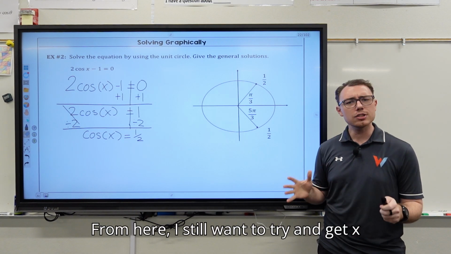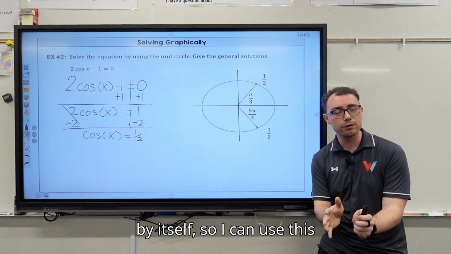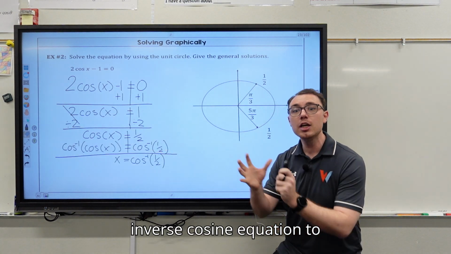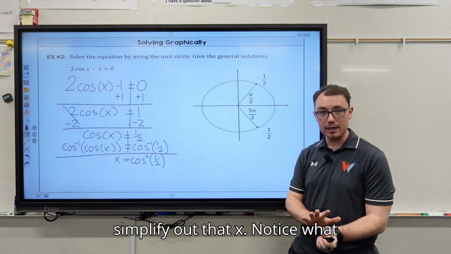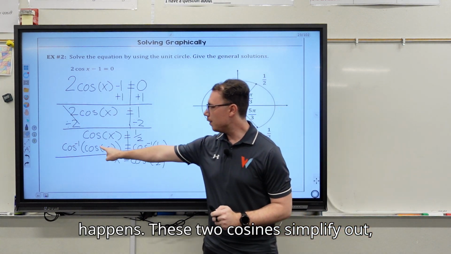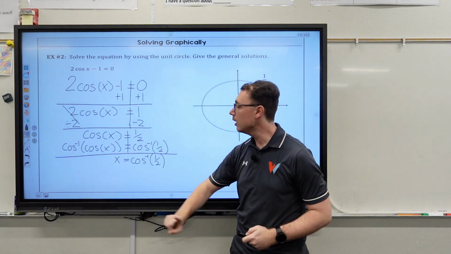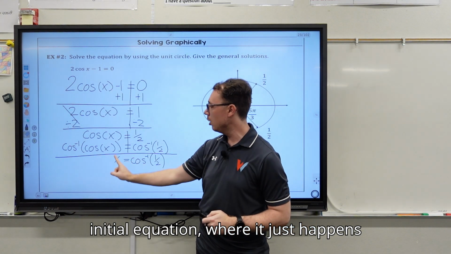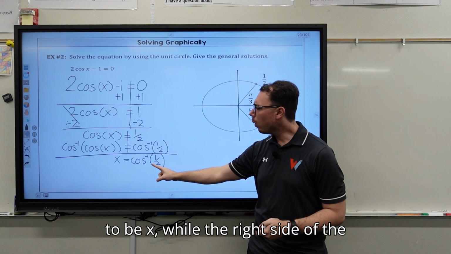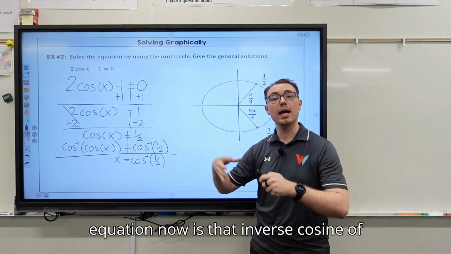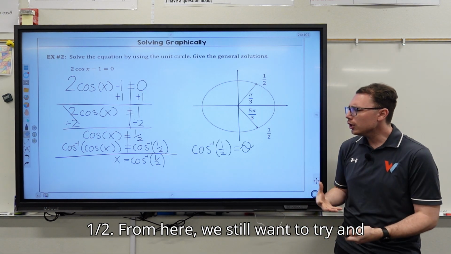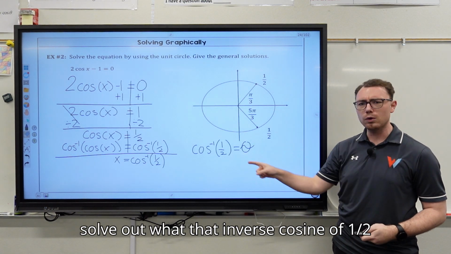From here, I still want to try and get x by itself. So I can use this inverse cosine equation to simplify out that x. Notice what happens here. These two cosines simplify out, leaving us just the argument inside our initial equation, which just happens to be x, while the right side of the equation now is that inverse cosine of 1/2. From here, we still want to try and solve out what that inverse cosine of 1/2 is.